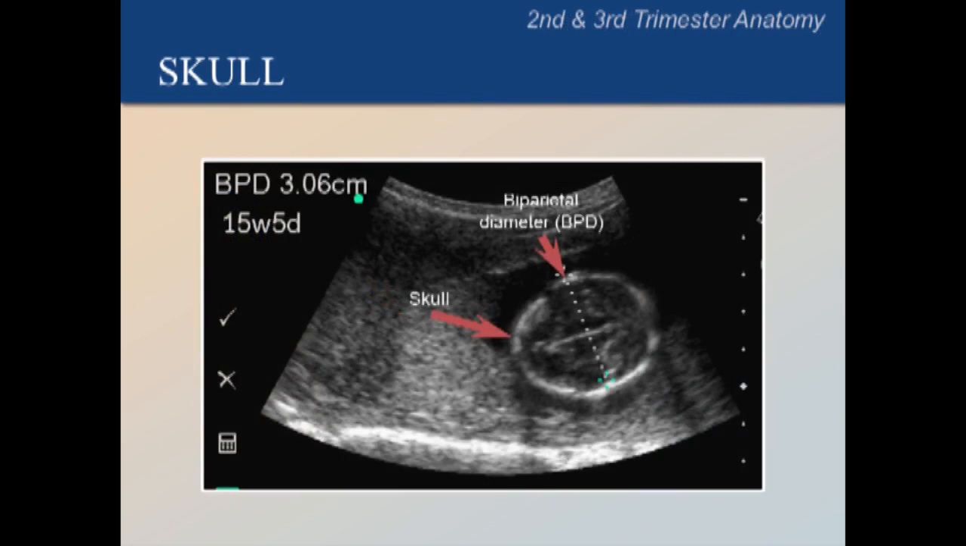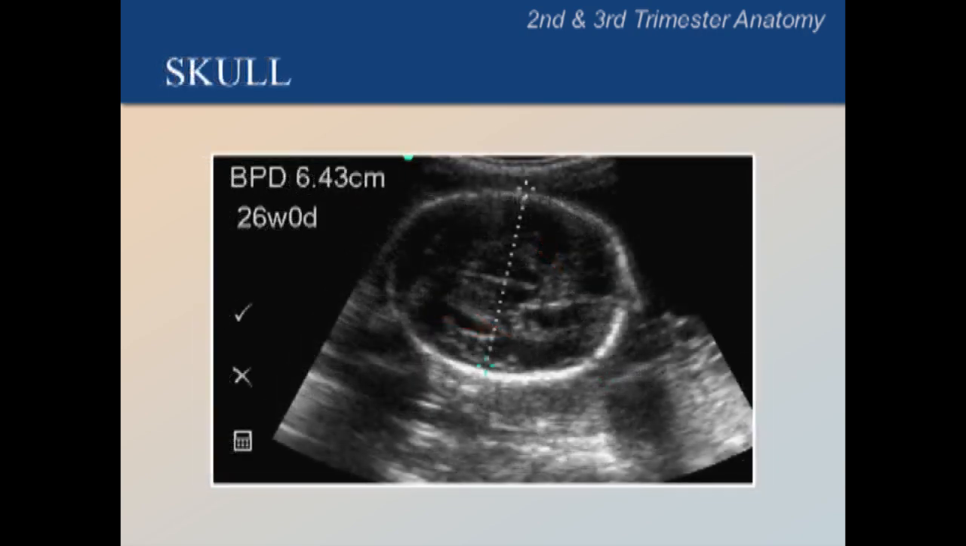The skull is oval on cross-section, and in the next lecture, we will show you how to measure the skull to determine the gestational age of the fetus. The dashed line here shows the measurement of the biparietal diameter, or BPD, which allows estimation of the gestational age. This fetus is 15 weeks and 5 days in gestational age. This is the transverse view of the head in an older fetus. In this case, the BPD measurement estimated a gestational age of 26 weeks.